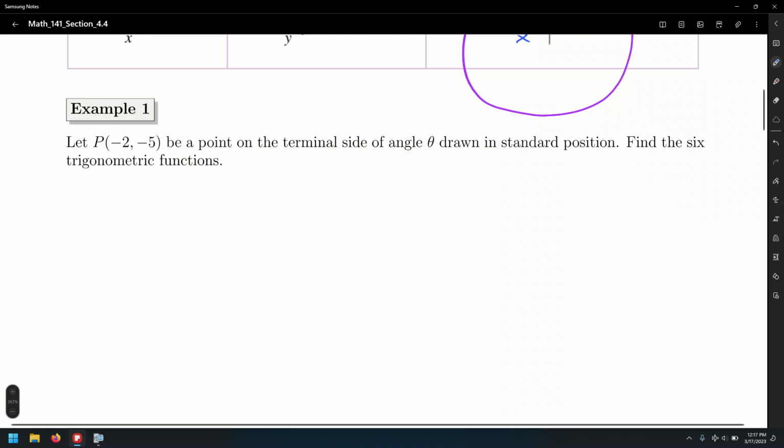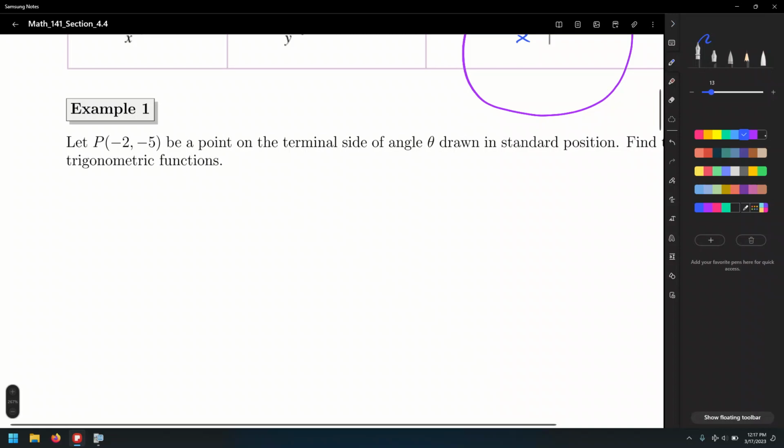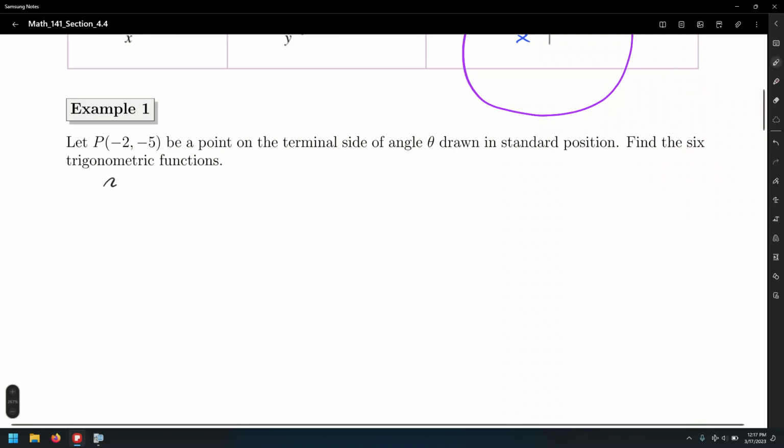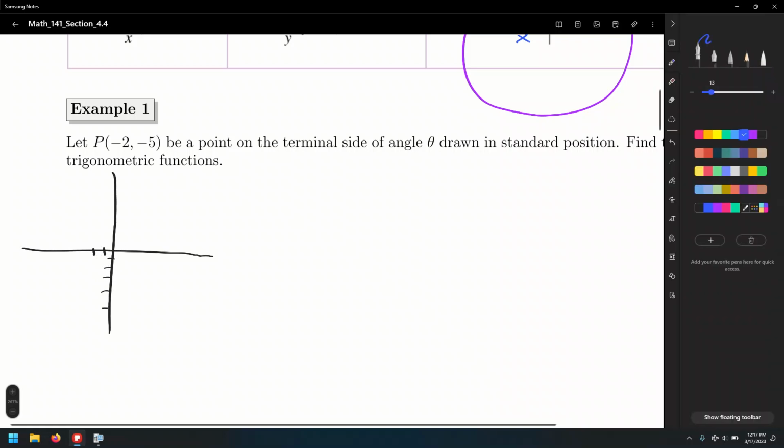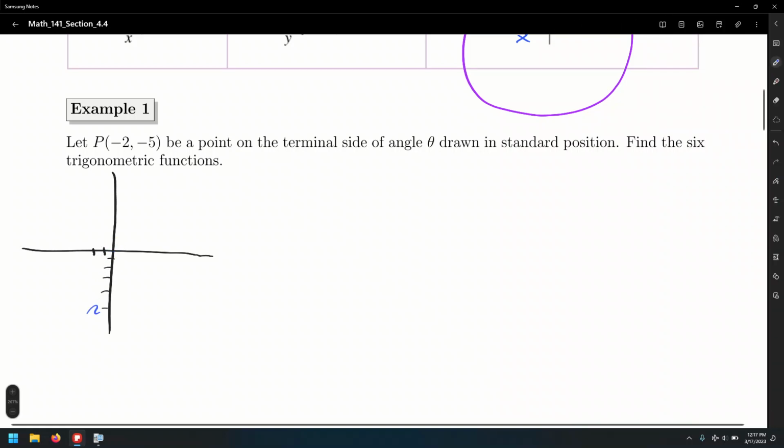All right, so let's first of all impose a Cartesian plane. And let's locate this point, (-2, -5). All right, so that's going to be -2, then 1, 2, 3, 4, 5. So essentially, we're going to obtain the following ray. So this ray right here.